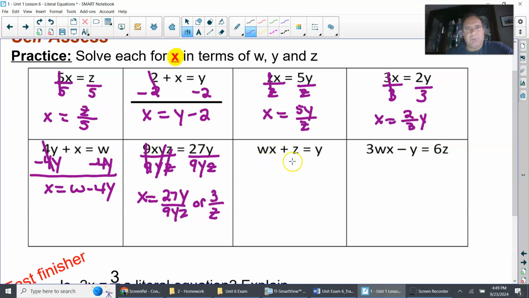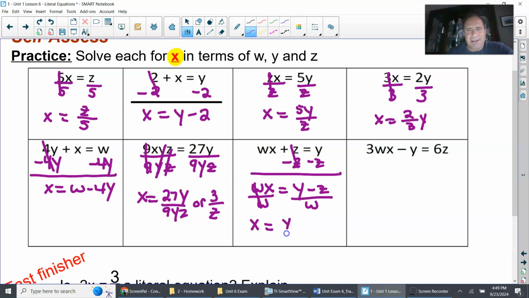So we're going to solve for x. So that means this z needs to be moved over to that other side, that right side. That cancels. You have wx equals y minus z. So you're going to divide by w on both sides. You have x equals y minus z over w.